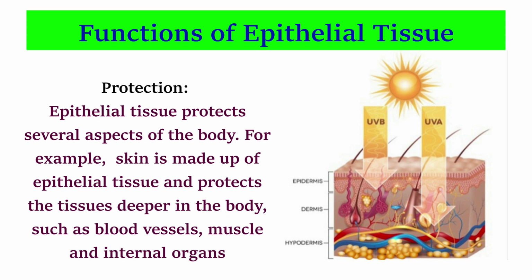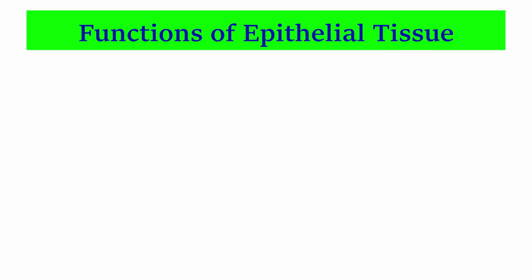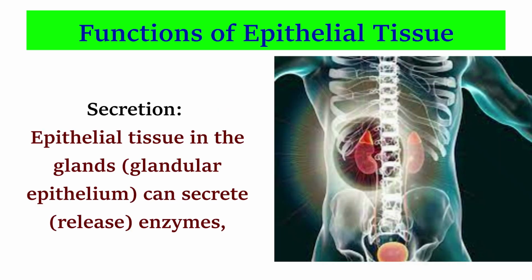Functions of epithelial tissue: protection. Epithelial tissue protects several aspects of the body. For example, skin is made up of epithelial tissue and protects the tissues deeper in the body, such as blood vessels, muscle and internal organs.